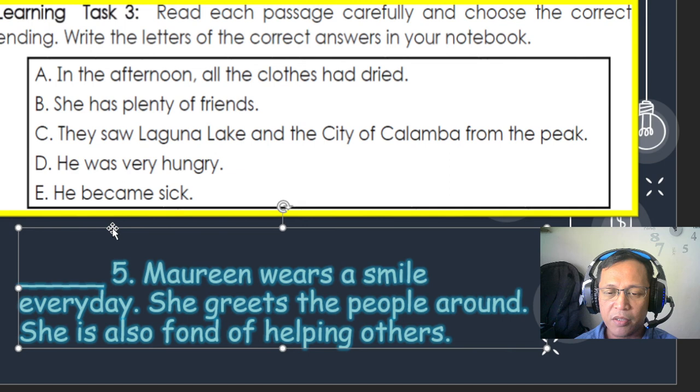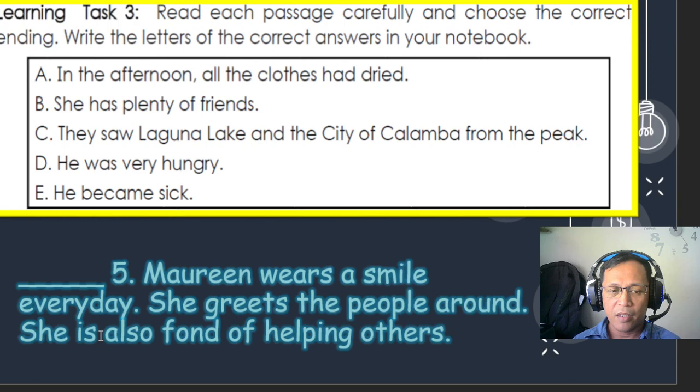A, in the afternoon all of the clothes have dried. Letter B, she has plenty of friends. Letter C, they saw Laguna Lake and the city of Calamba from the peak. And letter D, he was very hungry. Letter E, he became sick. Again, write your answers on your notebook and we will be checking it later.